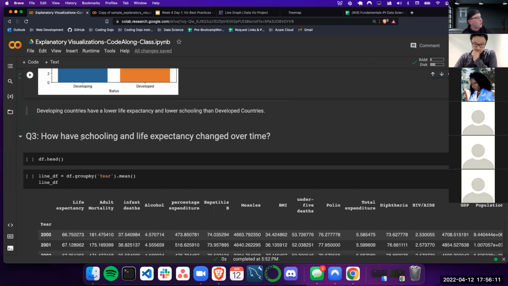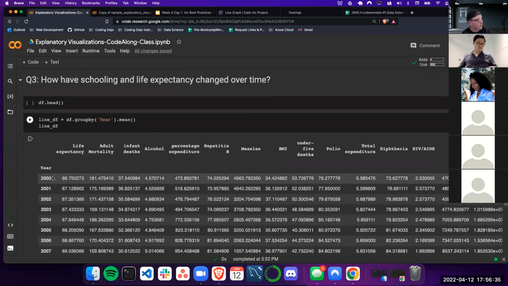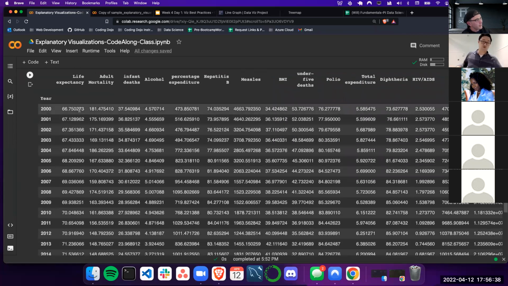Okay. How have schooling and life expectancy changed over time? So if I'm dealing with this, remember that looking at our data, it has it per year, so each country per year. And so what I want to do is group by year. And then here I'm using the mean. So I'm taking everything, grouping it by the year, and I have this mean. What I wanted to see is schooling and life expectancy over time. And so by creating that, I have my group by, I have my individual years, and then I have my life expectancy. And what this allows me to do is create something to see the trend of if life expectancy increases or decreases. Same thing with schooling per year.